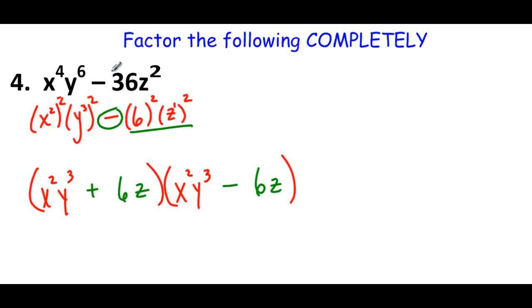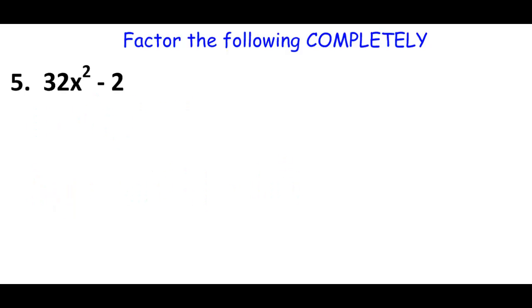Now, if you notice, there is no middle term here, and the reason is because if I multiply the outside, I get a negative 6x squared y cubed z. If I multiply the inside, I get a positive 6x squared y cubed z. And those two terms will simplify out to 0, and that's why we don't have a middle term, and it's a binomial, two terms, not a trinomial. And that would be my final answer. If I look here, these will not be able to be broken down any further.